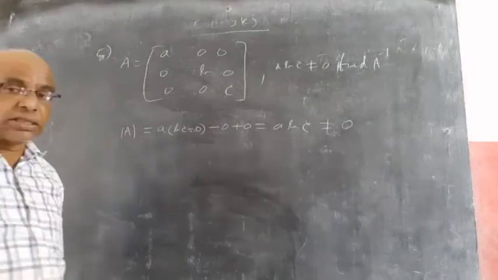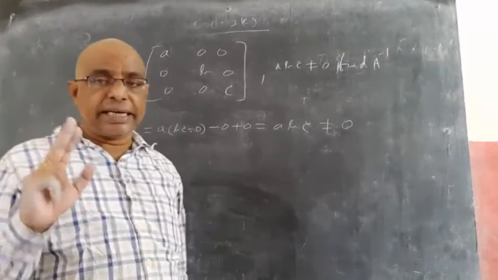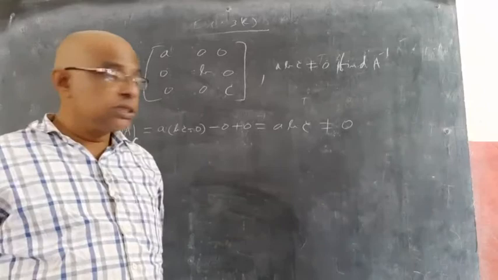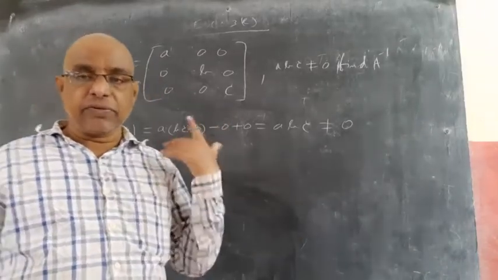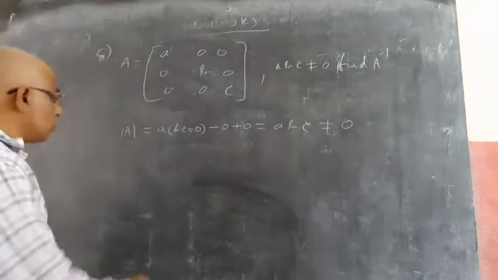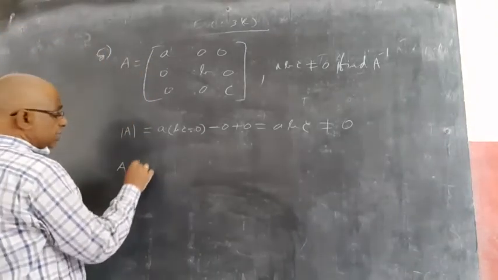For a non-singular matrix only we can find A inverse. So it is non-singular. Det A not equal to 0 means non-singular, which means we can find A inverse. So we will go for adjoint A now. How to find adjoint A, you already know.